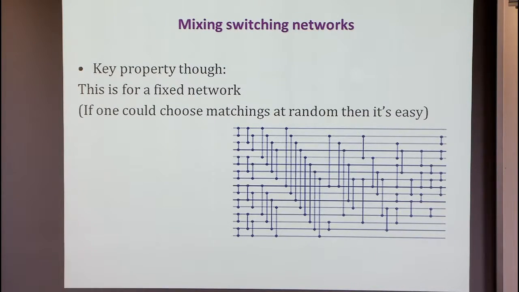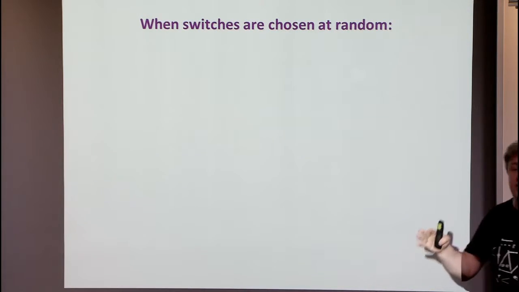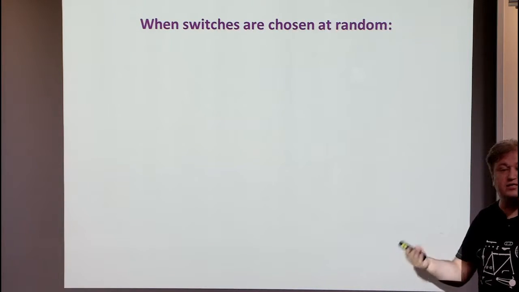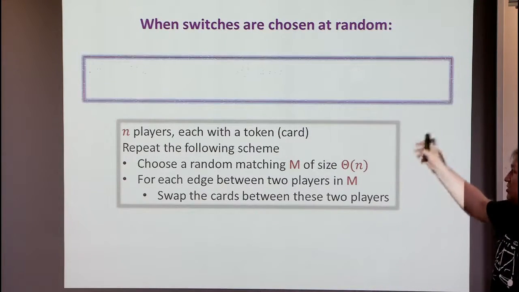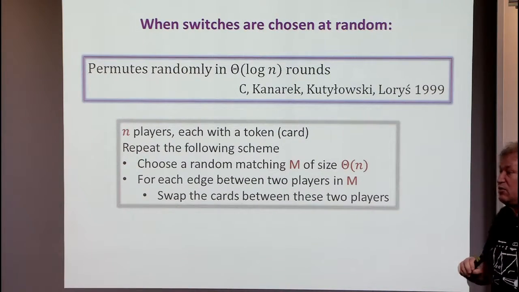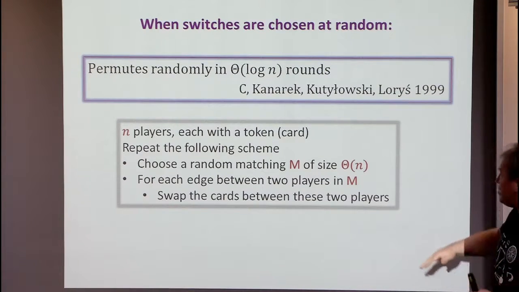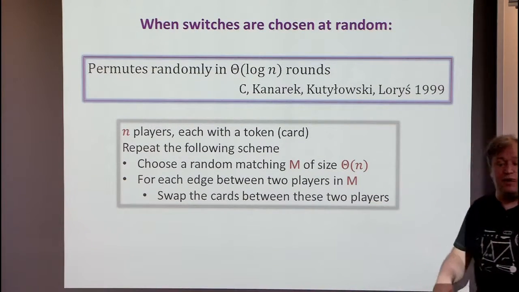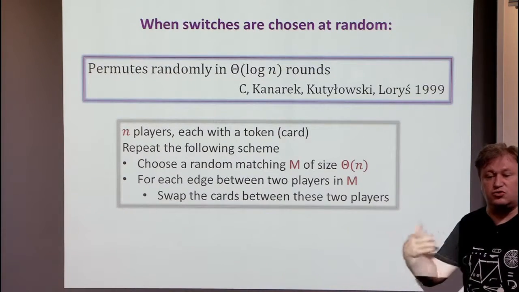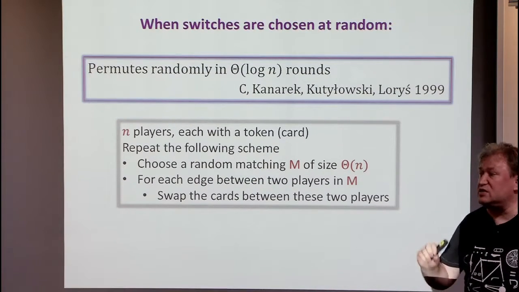the elements. If the result was different, and the switches in every phase were chosen at random, then it's easy to show that we can randomly permute after log n steps. If in every step you just say, give me a perfect matching, or actually a matching of linear size between switches, and you repeat this, then it's not very difficult to show that log n steps will suffice. So here we are fixing a network.